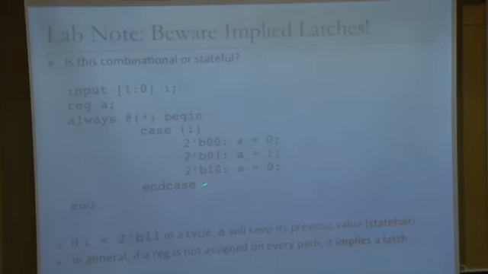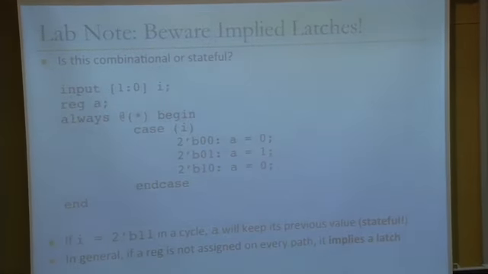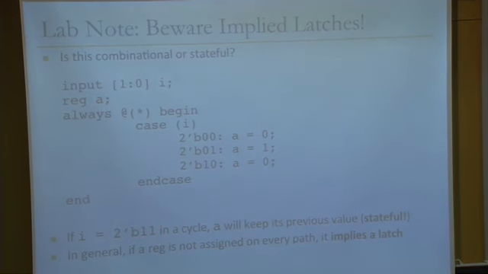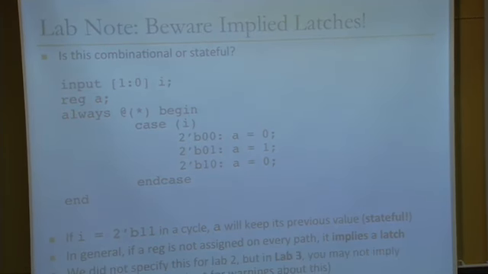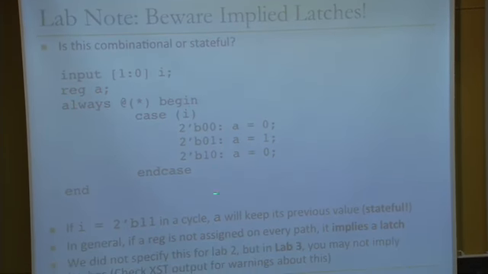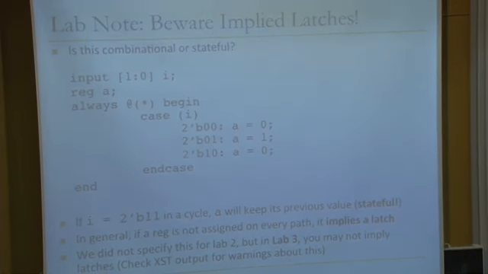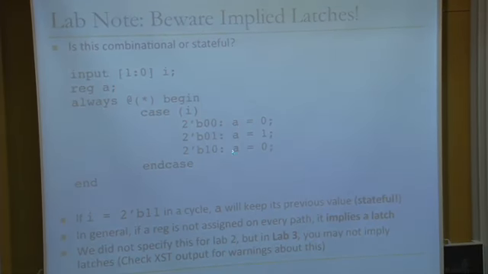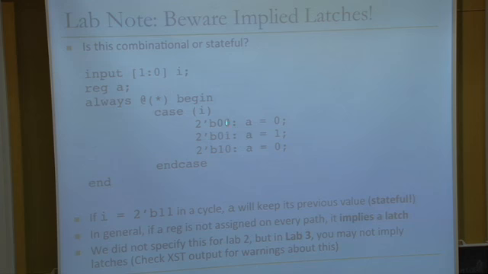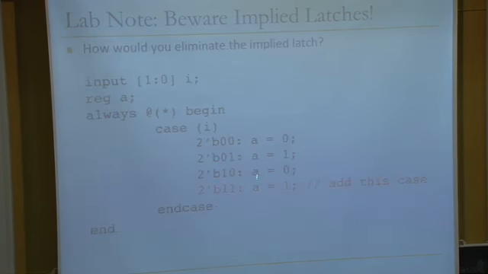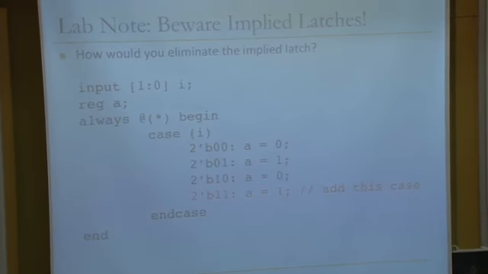So basically, you have to assign this register on every path for every case in this case. Otherwise, it becomes an implied latch. So you've got to be careful. So you fix this problem. Well, we didn't specify for lab 2, but in lab 3, you may not imply latches. Okay? So you need to ensure that this register is assigned for every case here, and you can do that by doing this, right? Or by doing what you suggested.